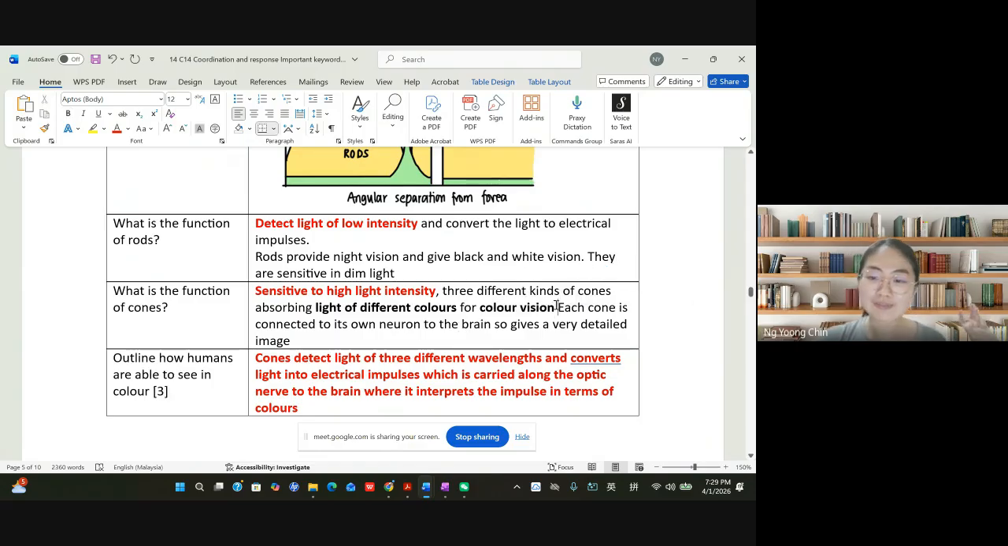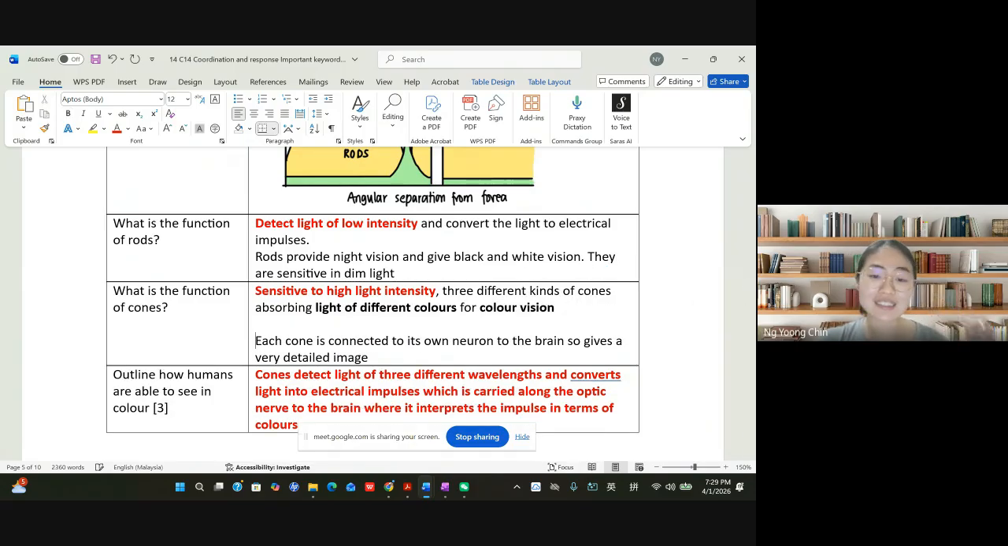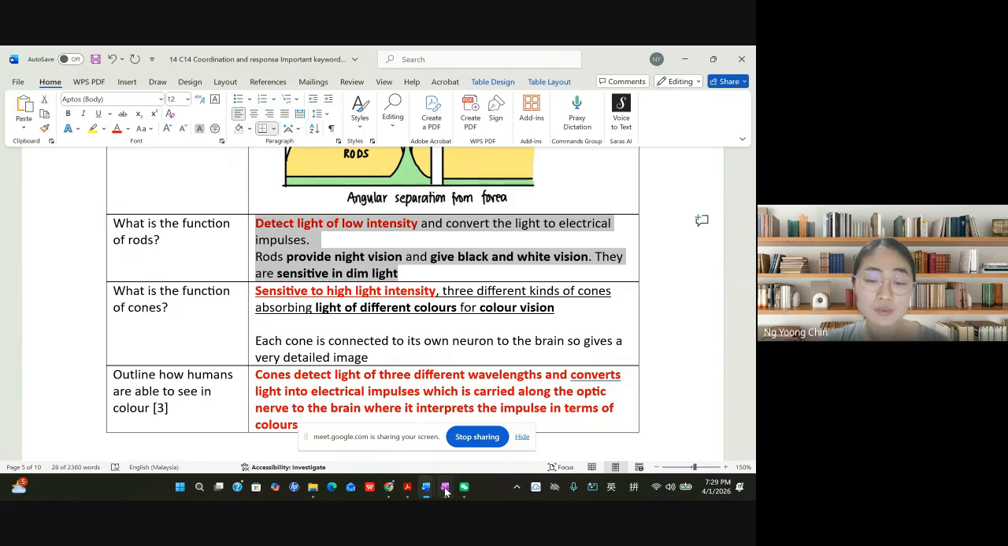Besides this, I don't think you need to memorize the rest, but you need to memorize this sentence: cones are sensitive to high light intensity and are able to differentiate color. And then the rods detect low light intensity and provide night vision, which gives black and white vision, and they are very sensitive in dim light. This is what you should write in your answer. Can get the mark.